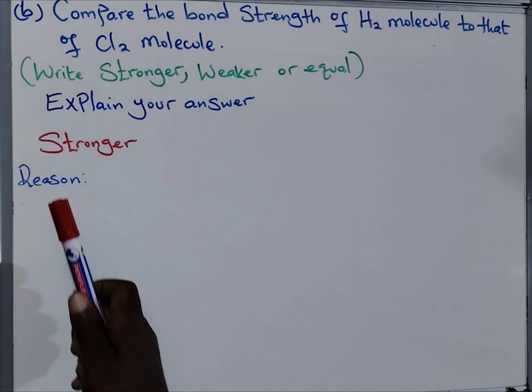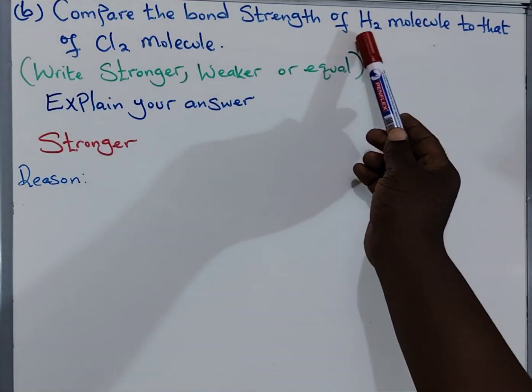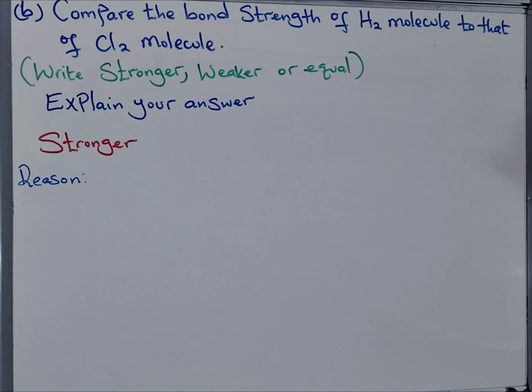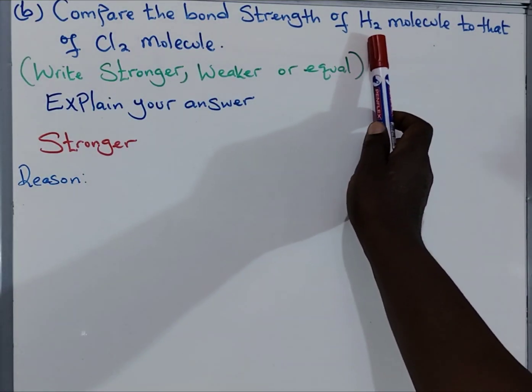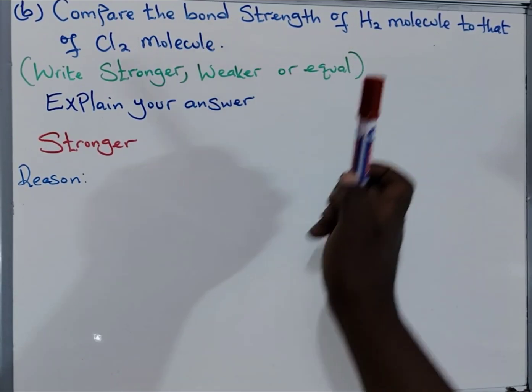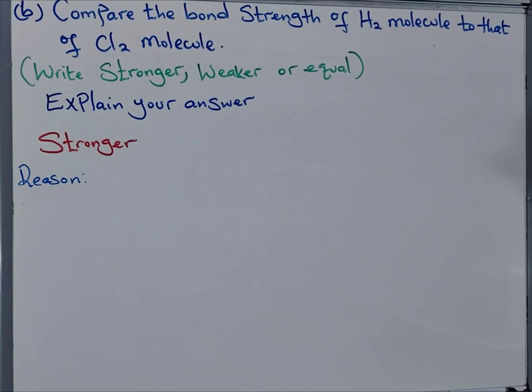Then comes the reason. What's the reason for hydrogen bond to be stronger than that between chlorine atoms? The reason is that hydrogen atoms are smaller in size. And we saw that the smaller the atoms involved, the stronger is the bond. Actually, when the atoms are smaller, it means that the bond length is shorter, and the shorter the bond length, the stronger is the bond.